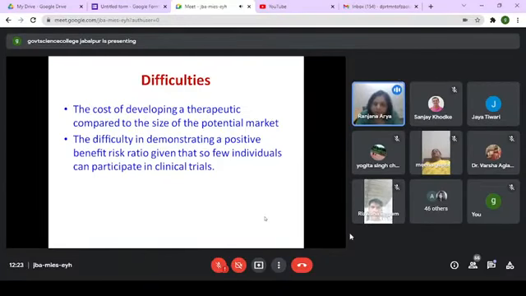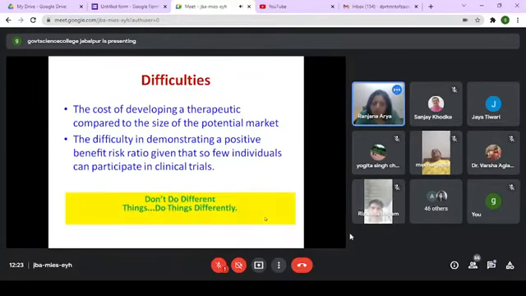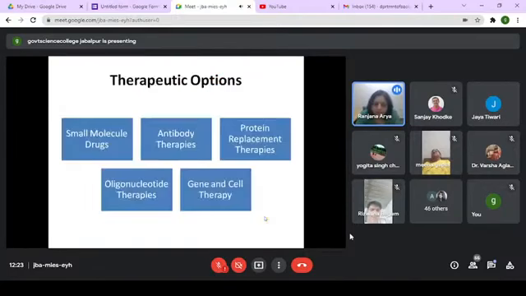What we need to do is, instead of doing different things, we need to do things differently. Basically, we need to be more innovative. We need to be more focused in the way we identify the target and study deeper into the research. So we need to really understand what therapeutic options we have.